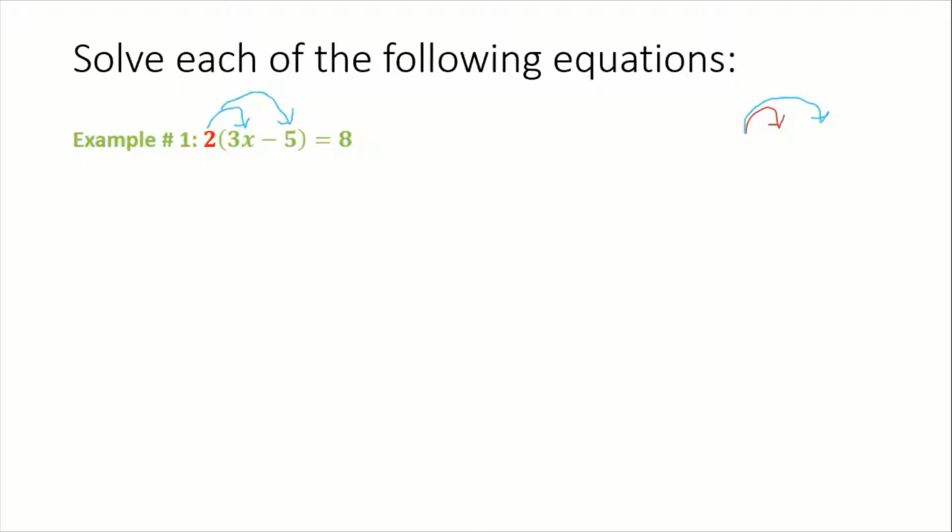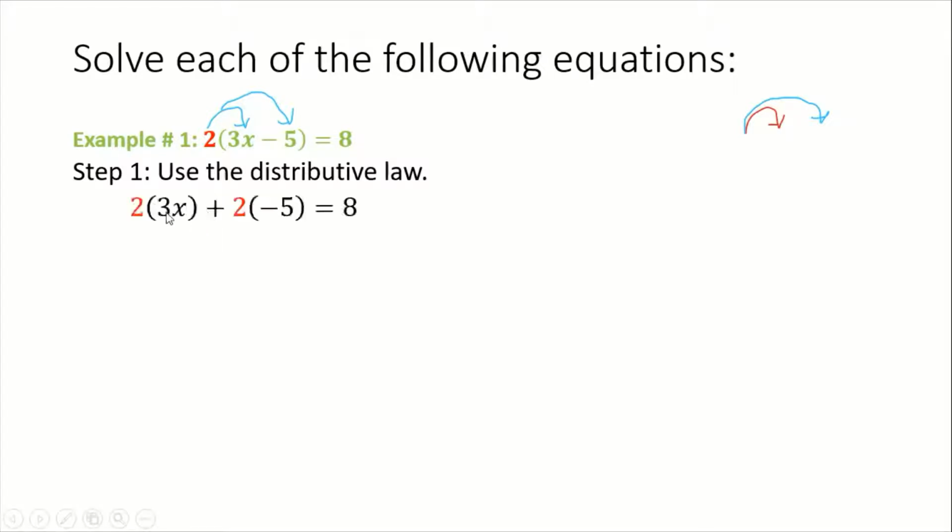What does the distributive law state? That whatever quantity that is directly outside of the bracket, we should use it to multiply each term inside of the bracket. That is what these arrows are suggesting, right? So step 1, we're going to apply the distributive law. How would you represent this? You would represent this as 2 times 3x plus 2 times negative 5 equal 8. Note that the bracket implies multiplication, so there is no need for the multiplication sign.